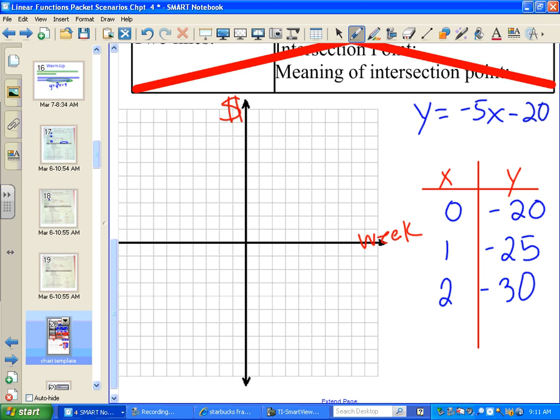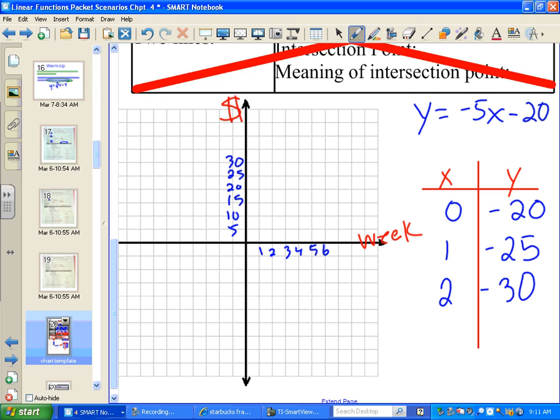Okay, let's graph. We need to scale this. Let's scale it by fives. So let's do 5, 10, 15, 20, 25, 30. So there's our y-axis scaled by fives. Let's keep the x-axis by ones, just because we use 0, 1, 2. So there's no need to scale that by fives.